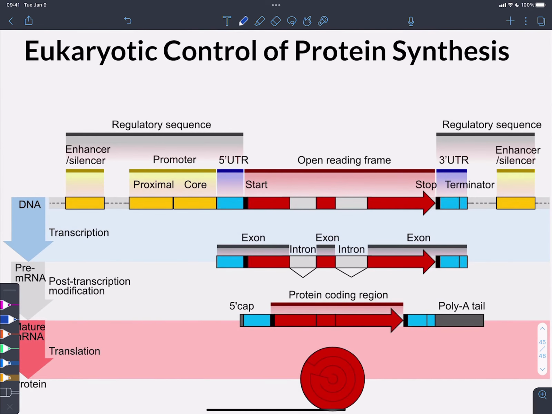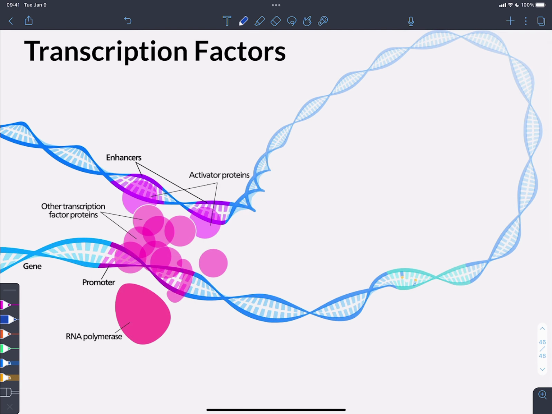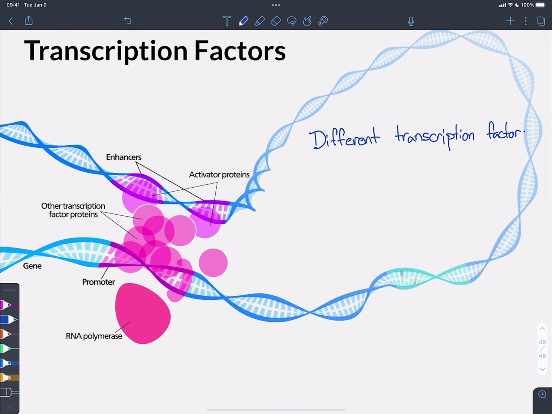The way in which it's done goes back to this idea of how eukaryotes control protein synthesis. In order for transcription of a particular gene to occur, you need to have particular transcription factors present in the regions of the genome that surround that particular gene. If you don't have those transcription factors present, you will not get transcription of that gene. And this is the key that explains differentiation. By having different transcription factors present, we get differential gene expression, which is what leads to differentiation.